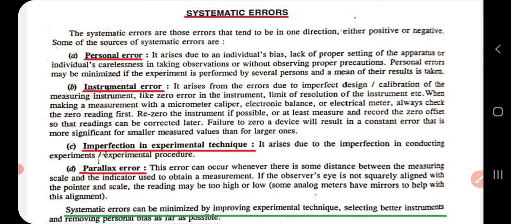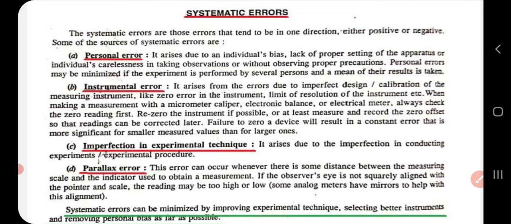Next is instrumental error. As the name suggests, it arises from imperfect design or calibration of the measuring instrument, like zero error in the measurement, limit of resolution of instrument, etc. So when you are measuring with a vernier caliper or electronic balance or electronic meter, we have to always check the zero reading first. If it is not exactly pointing at zero, then re-zero the instrument if possible, or at least measure and record the zero offset so that readings can be corrected later. So check whether the needle stands at the correct zero, then only you can start the experiment. If it is not at the correct zero, then you will have to re-zero it.